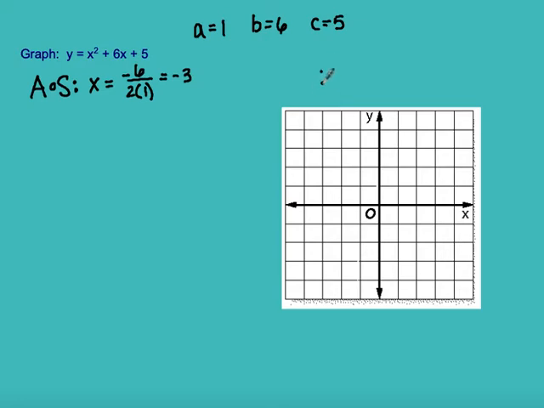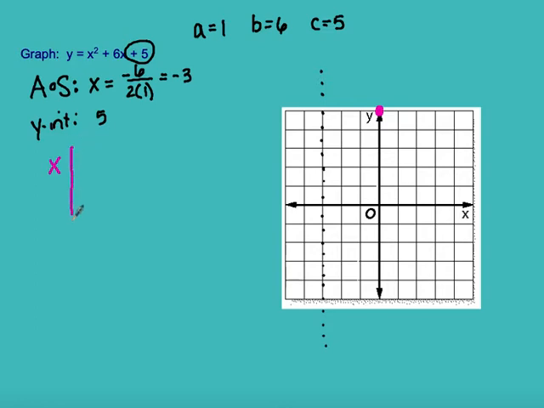So I'm going to go ahead and draw that in there because I know that I want my parabola to be symmetrical to that value. All right, now I'm going to find my y-intercept. My y-intercept is just c, which is 5. So I know that 1, 2, 3, 4, 5, I should be hitting the y-axis at 5. All right, so now I'm going to build my table of values.